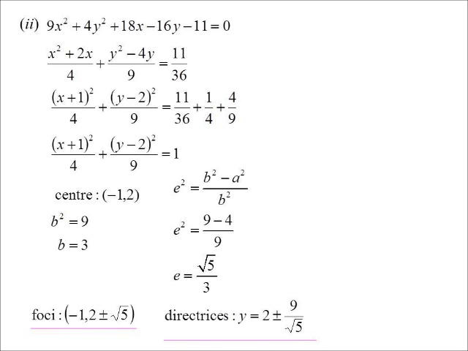So my foci, I would go b times e, which is √5, but remember, we've got a shift happening. So I've shifted it -1 up 2. So the foci of this would be -1, 2, plus or minus √5. And the directrices, they would now be horizontal lines, but we've shifted them up 2 as well. So it's b divided by e, shifted them up 2.